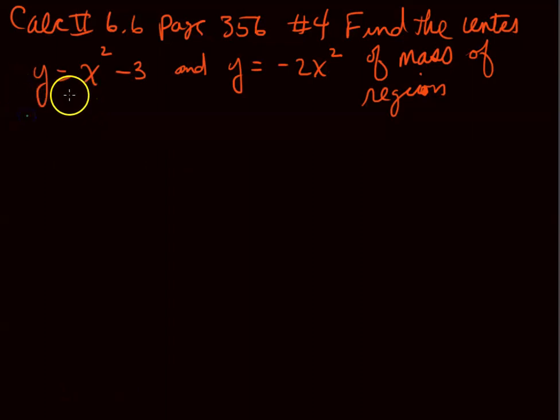Okay, so first we want to graph it if we can. You can put it on your grapher if you'd like, but this one's not too bad. This is a parabola that opens up. This is one that opens down. The vertex for this one is down 3 units. It crosses the x-axis when y is 0 at plus or minus the square root of 3, which is like 1.7. So it does something like this.